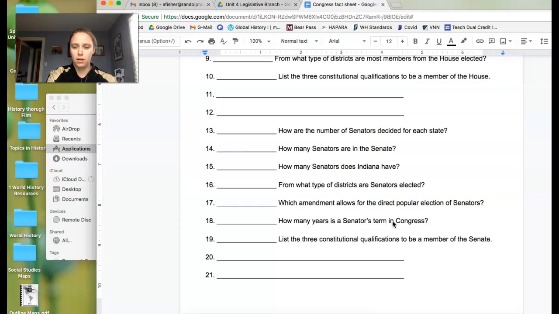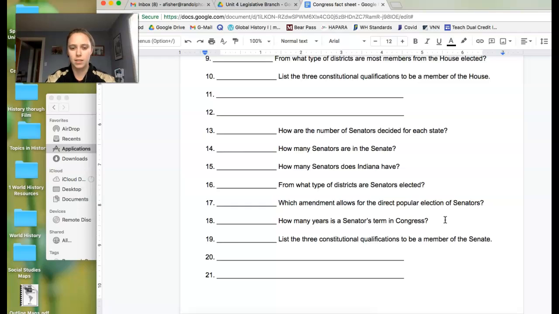17. Which amendment allows for the direct popular election of senators? I made it 17 for a reason. 17 senators. So 17th Amendment is the one that gets direct popular election for senators. 18. How many years is a senator's term in Congress? 6. Theirs is longer than the president. There are also absolutely no term limits. So it's 6 years, and you can keep on being a senator until you don't get elected again.